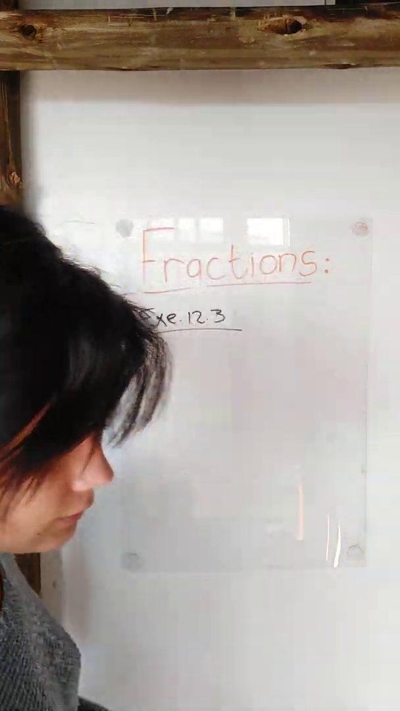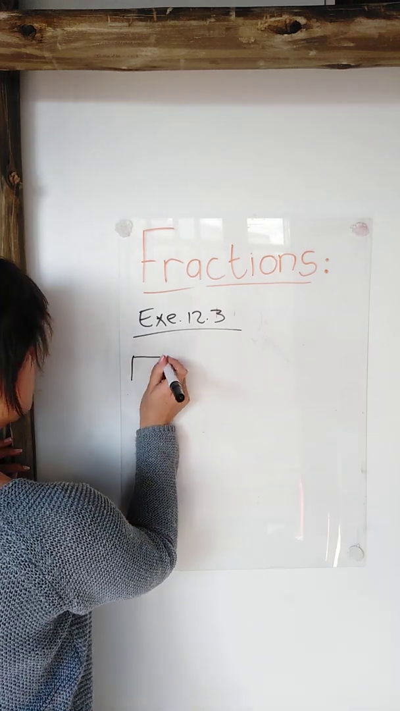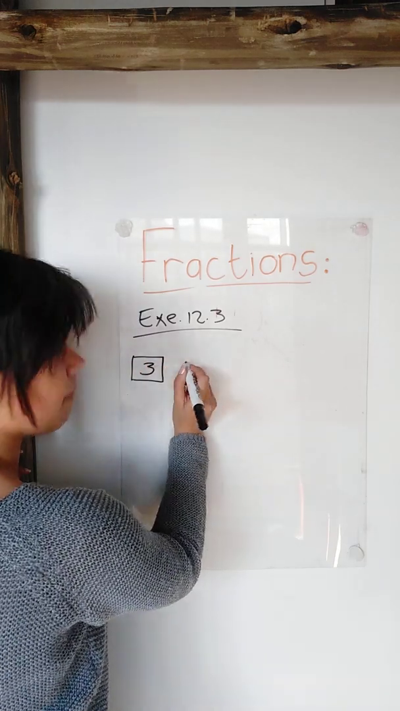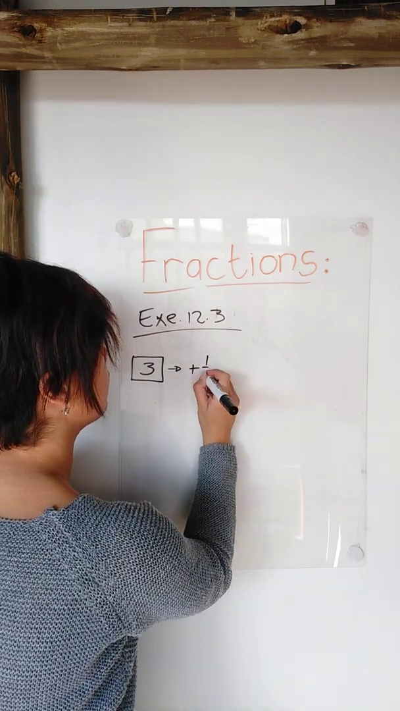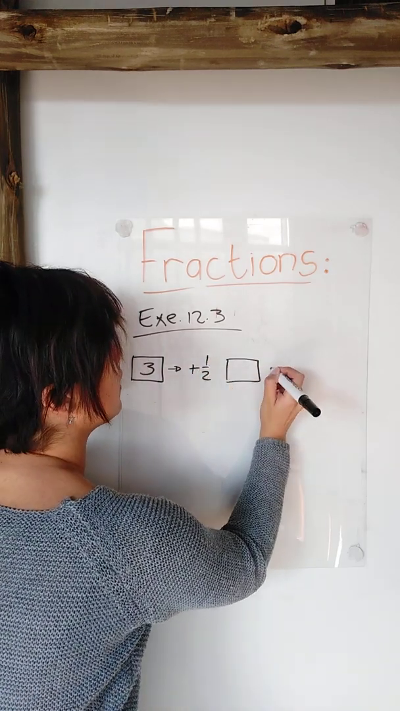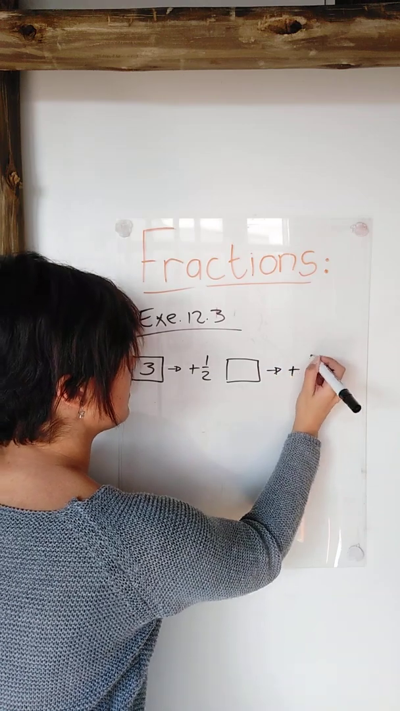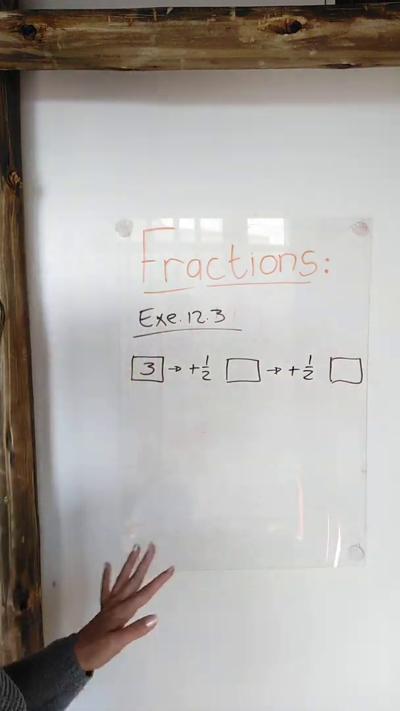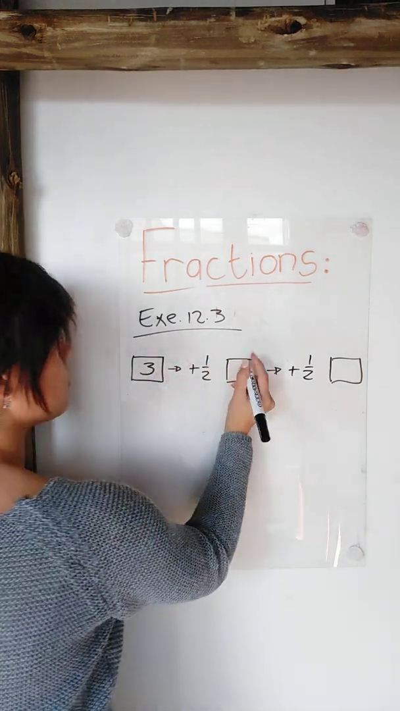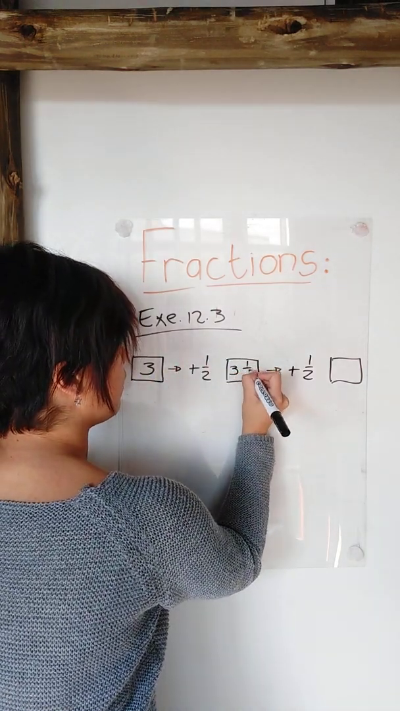Okay, now let's look at exercise 12.3 because this is a little more difficult. You're going to get this diagram. So you have a 3, right? Now they say plus a half. What is this amount? And then once again, plus another half. What is this amount? Okay, now it's pretty simple and easy. Just pay attention. This will always obviously be 1.5.